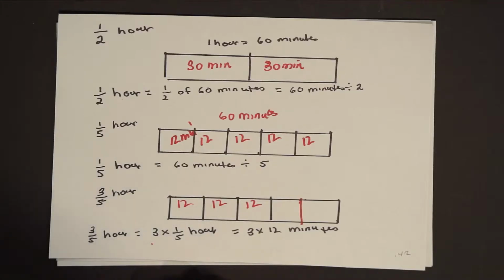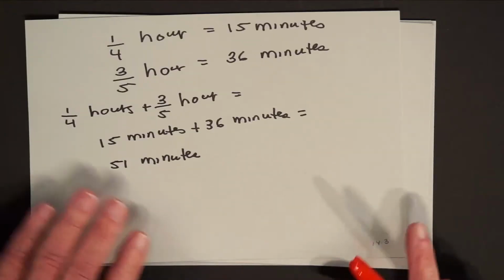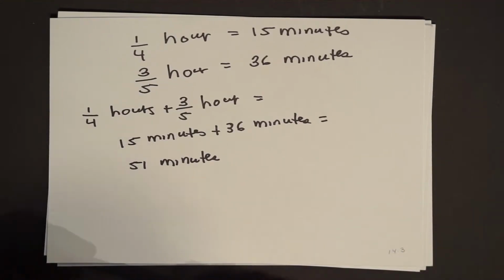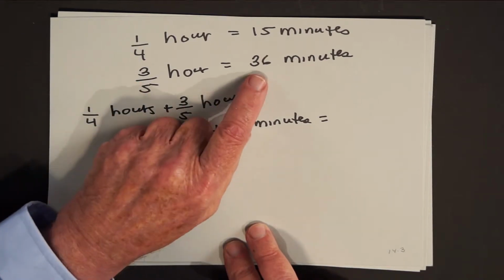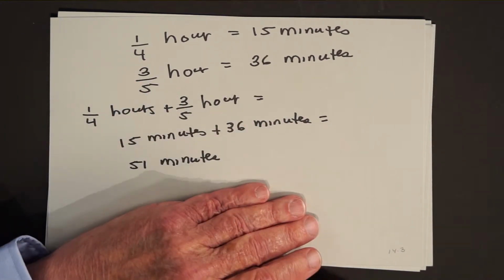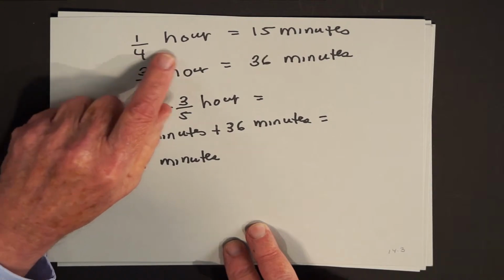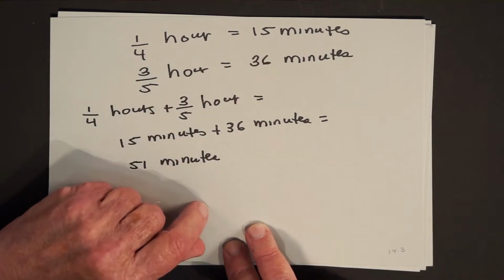For example, why would I want to be able to find common multiples of numbers? Well, we already know that 3/5 of an hour is 36 minutes. We just figured that out. Most of us know that 1/4 of an hour is 15 minutes.